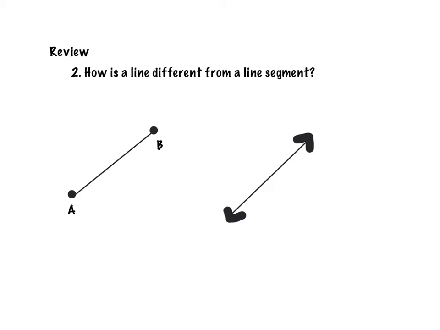Now we're going to review how is a line different from a line segment, and I'll give you a few moments to think about this. So with a line, you can imagine it as a flat string that continues infinitely far in both directions. Now this is different from a line segment because a line segment is the part of the line between 2 points. This is also a one-dimensional figure, but it does not continue infinitely far.